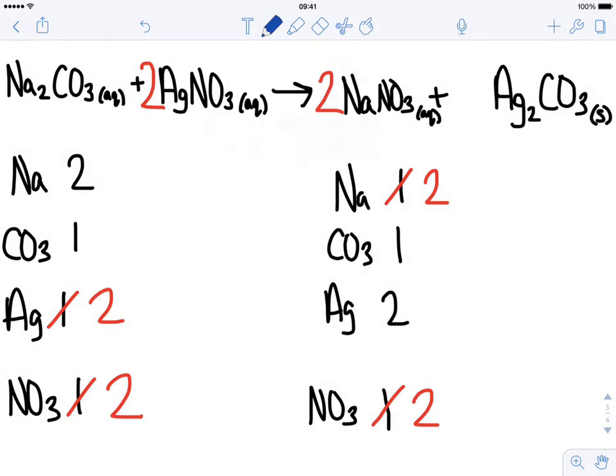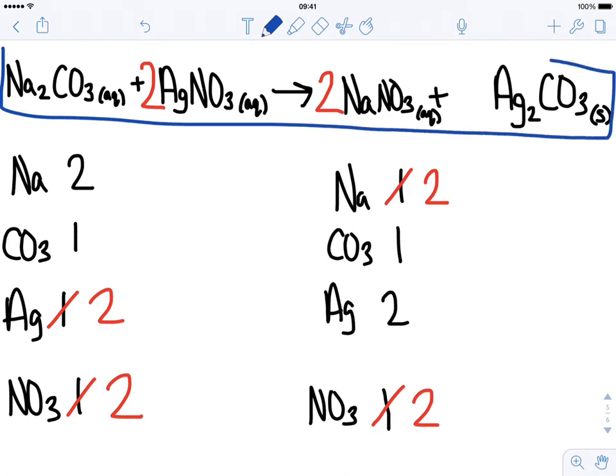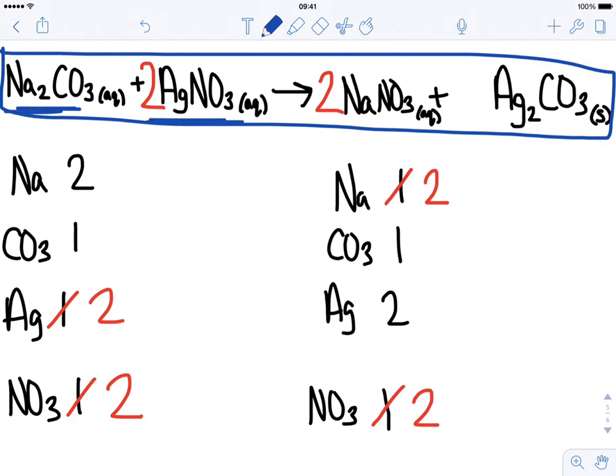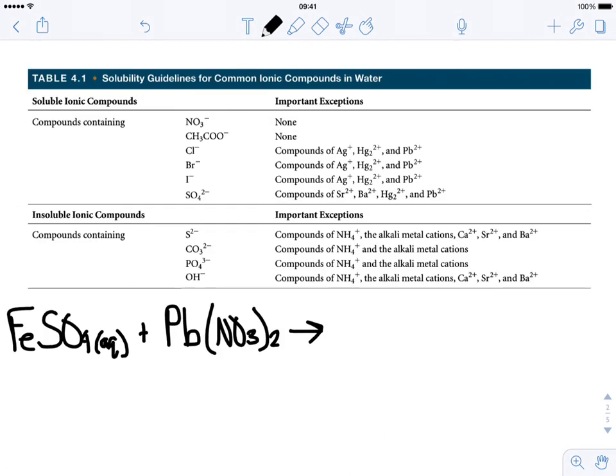Okay, so after all of that said and done, this right here is the final answer. This is the precipitation reaction that is a result of this reactant and this reactant. So that would be your final answer. Okay, let's try to do one more together.